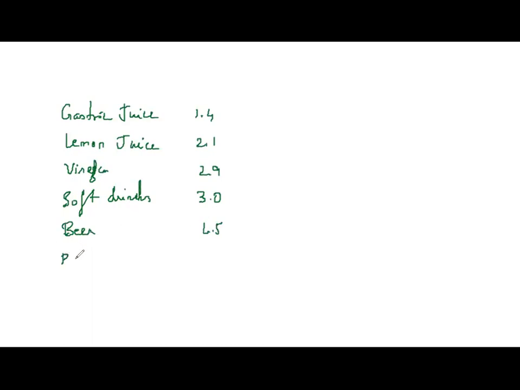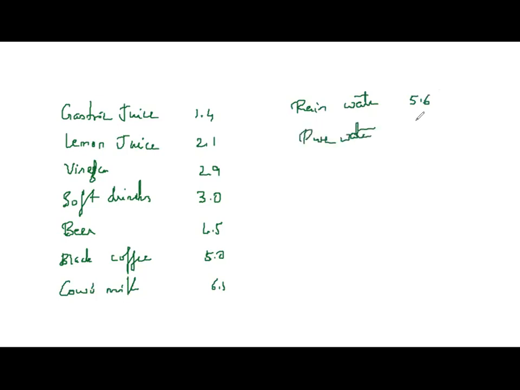Black coffee, many of them take it in the CCDs, right? Black coffee, the pH is around 5. Cow's milk, what do you expect? Cow's milk, the pH is around 6.5. It is also acidic. Rainwater, normal rainwater, the pH is around 5.6. Then we have pure water. If you take pure water, you know that it is neutral. Therefore, pH is what? It is 7.